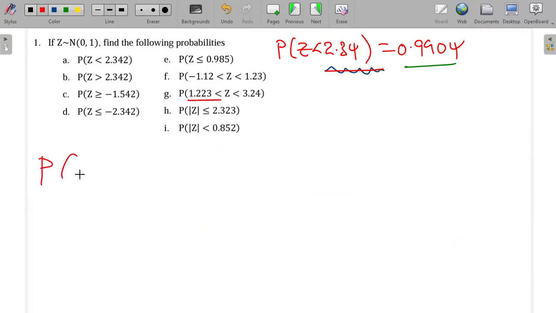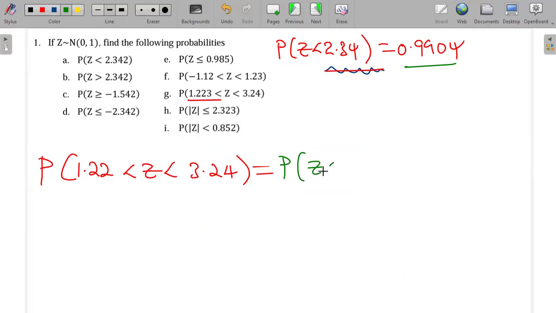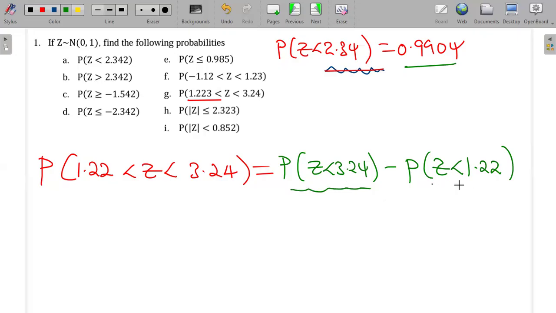So we're going to have the probability that 1.22 is less than Z, which is less than 3.24. This is the same as the probability that Z is less than 3.24 minus the probability that Z is less than 1.22. You go on the table, get these values, and then subtract. That will be the answer there. This one I'll leave for you.